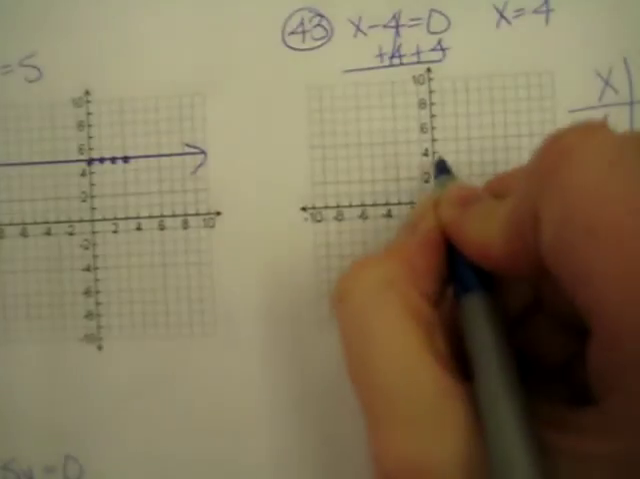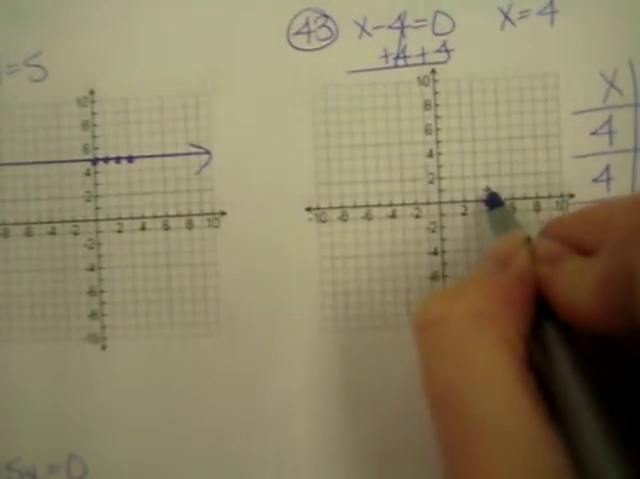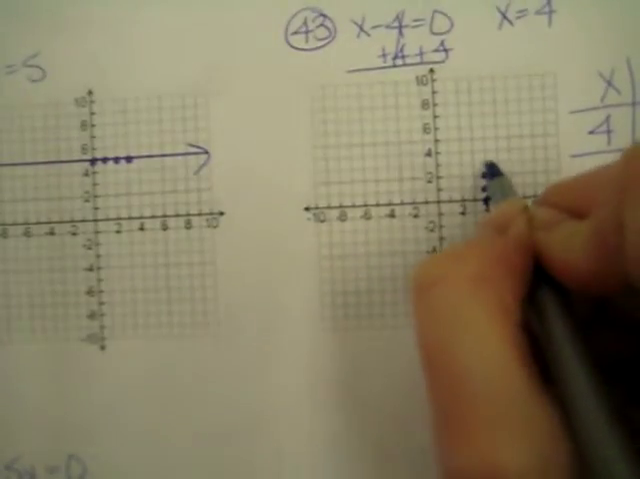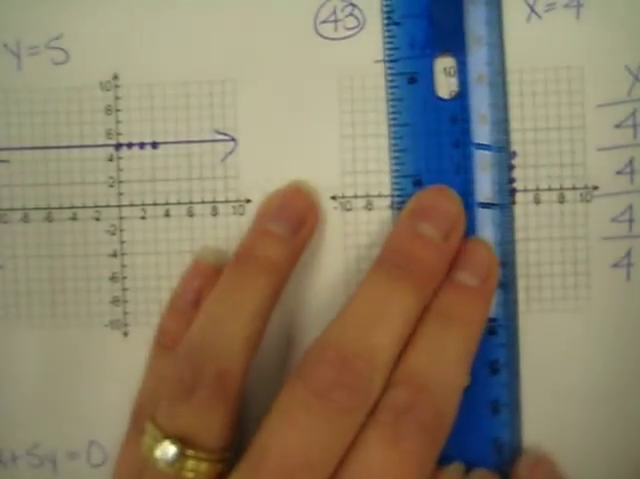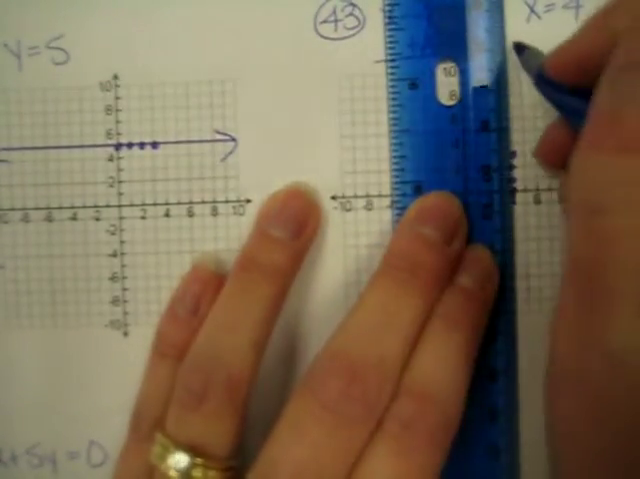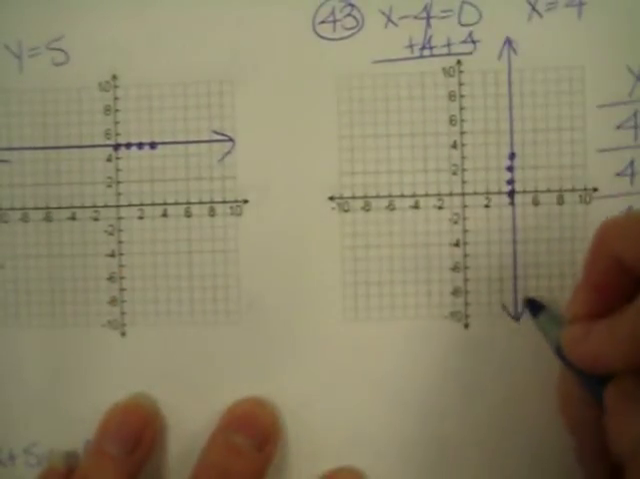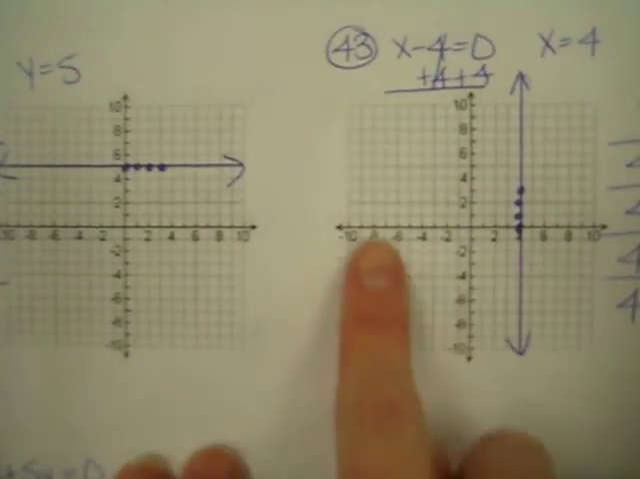X equals 4, y equals 0. X equals 4, y equals 1. X equals 4, y equals 2. X equals 4, y equals 3. I'll take my straight edge and connect those points. I have a vertical line, parallel to the y-axis.